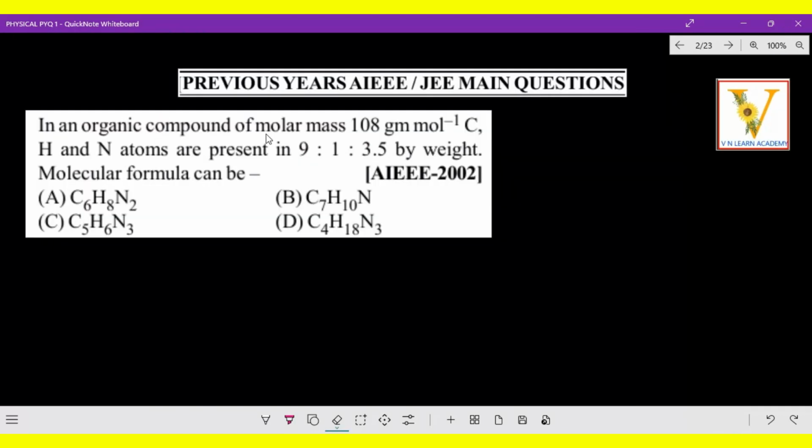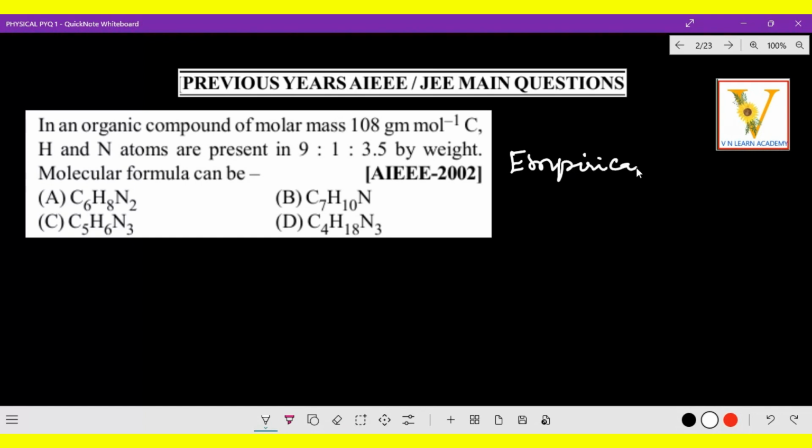An organic compound of molar mass 108 gram per mole. Carbon, hydrogen and nitrogen atoms are present in 9 is to 1 is to 3.5 by weight. The molecular formula can be? So here actually this is based on the empirical formula concept. Now let us check out that empirical formula concept.